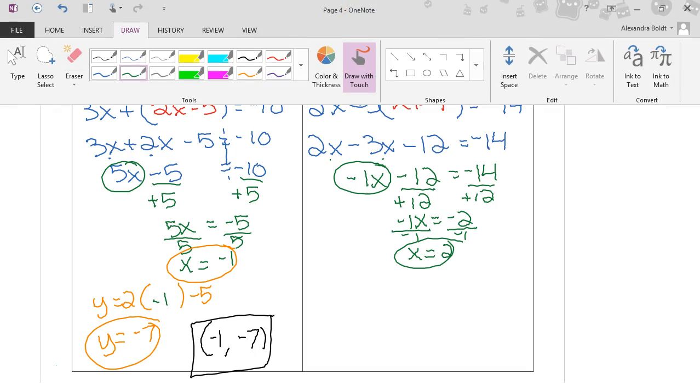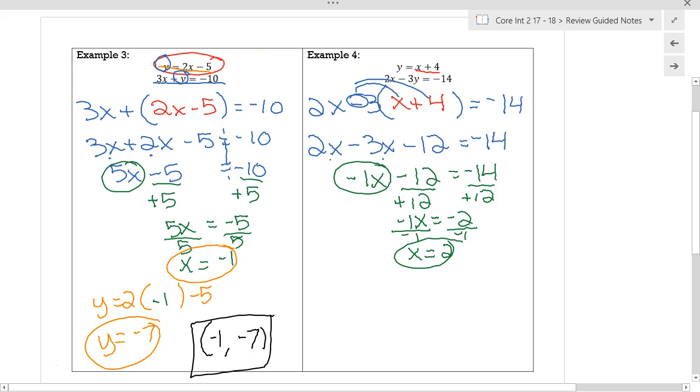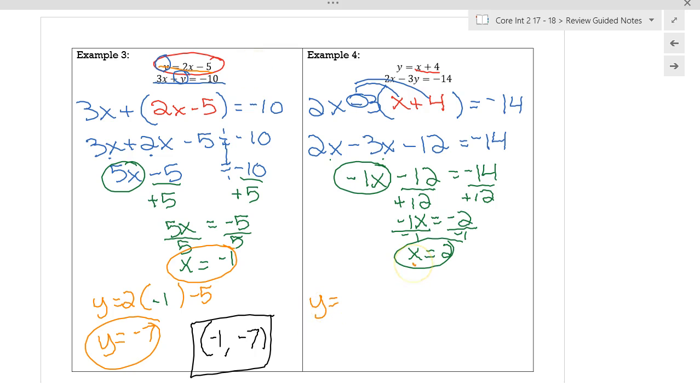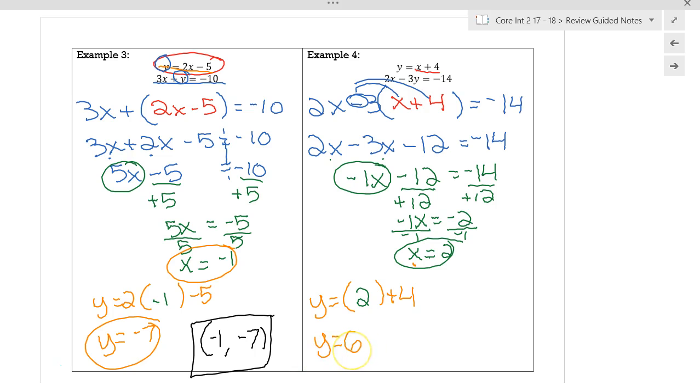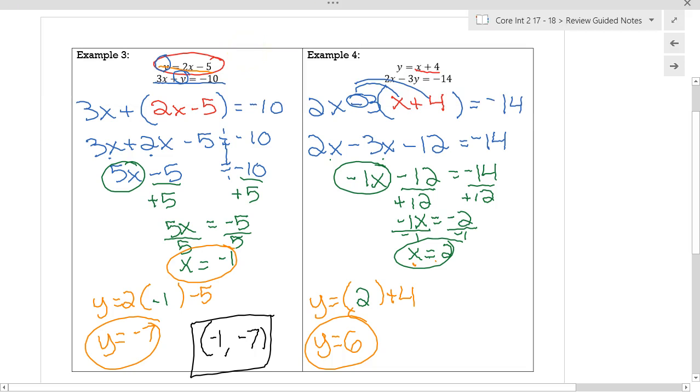Then I just have to plug that into my first equation. Y equals, again, we're plugging in for that x, so instead of x, I'm going to put parentheses, plus 4. Inside that parentheses goes the 2 that we just found. Like I said, practice your mental math, but you can use a calculator. So y equals 2 plus 4. 2 plus 4 is 6. So now I know my x and my y, so I can write that point. This point is.